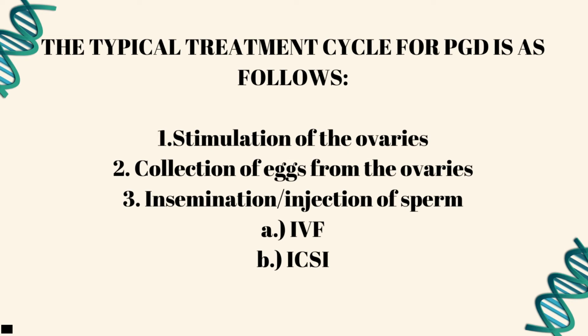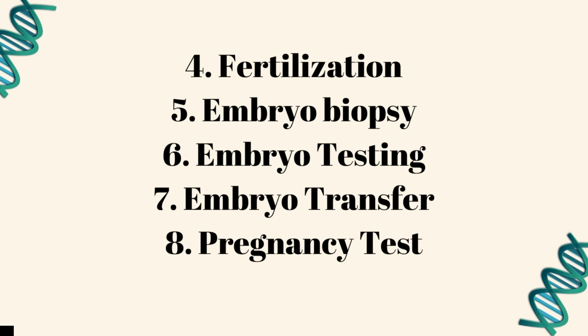In IVF, sperm and eggs are placed together in a culture dish to allow fertilization to occur. While in ICSI, a single sperm is injected in the center of an egg. This technique is used for conditions caused by a single faulty gene. The number 4 is fertilization.